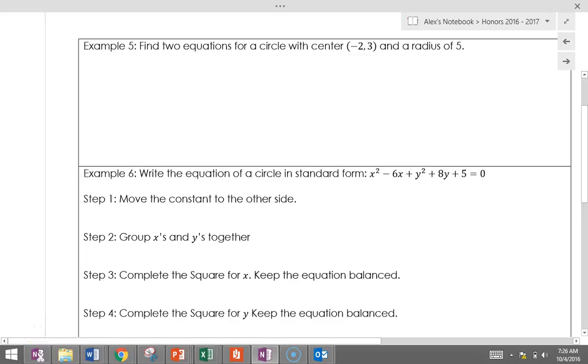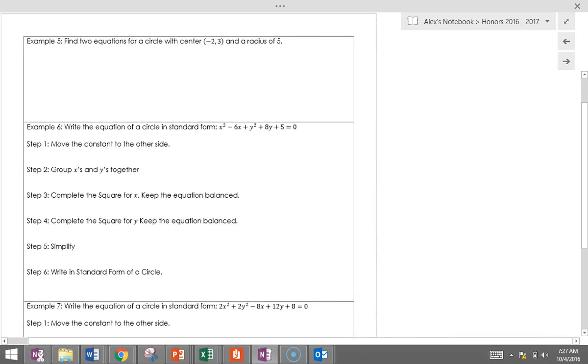Alright guys, welcome back. Today we're going to finish up our notes for Target 3A. And really our last step is looking at equations in a slightly different form. We looked at the standard form yesterday, and we also have what we call the general form of any equation. So let's look at what I mean by that.